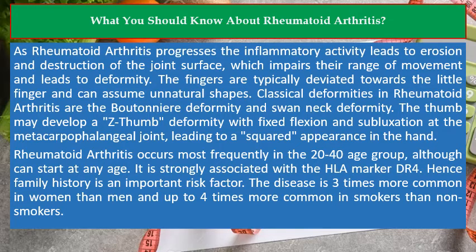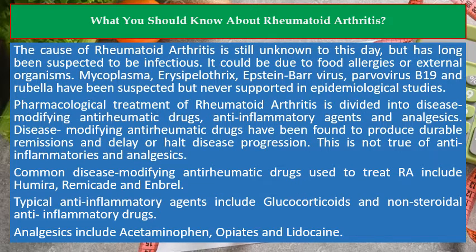than non-smokers. The cause of rheumatoid arthritis is still unknown to this day, but has long been suspected to be infectious. It could be due to food allergies or external organisms. Mycoplasma, erysipelothrix, Epstein-Barr virus, parvovirus B19 and rubella have been suspected but never supported in epidemiological studies.